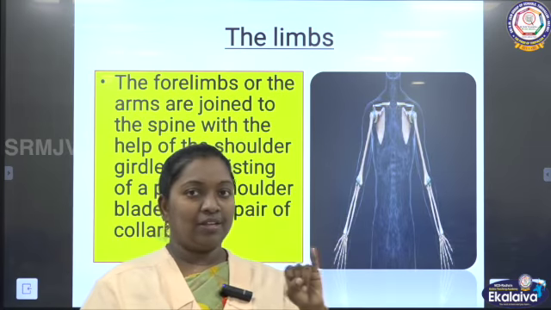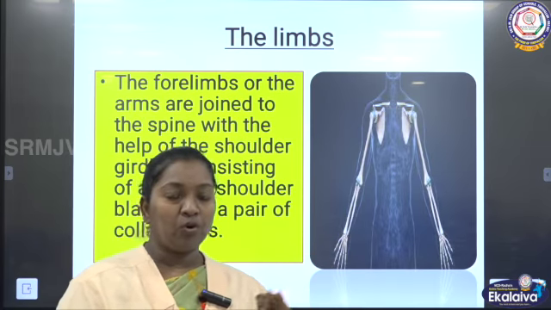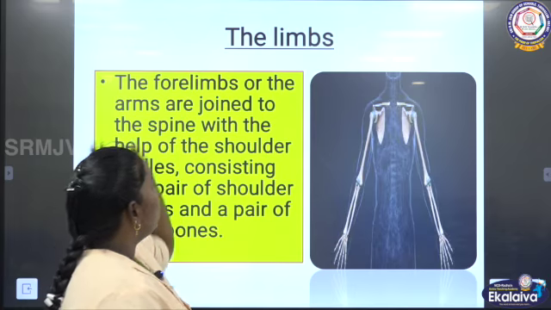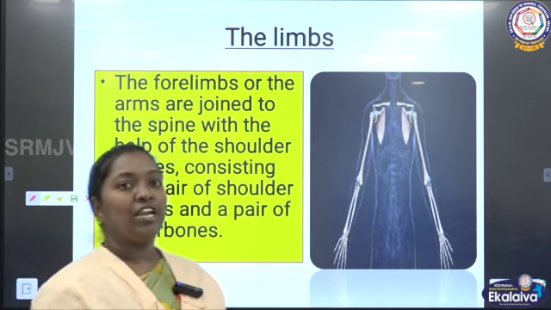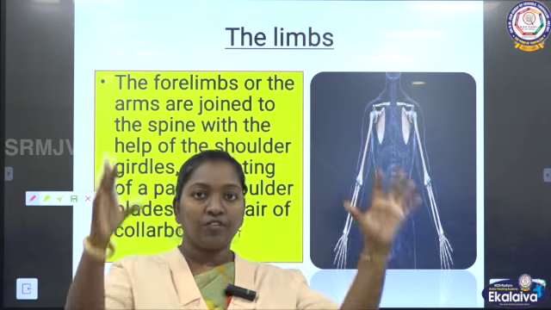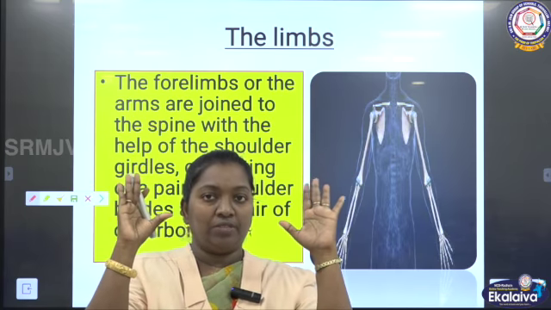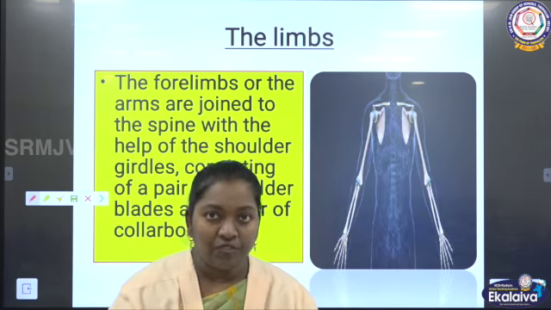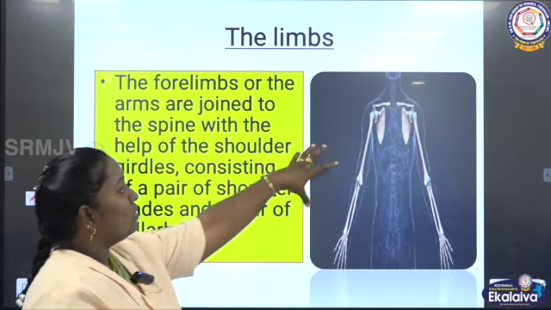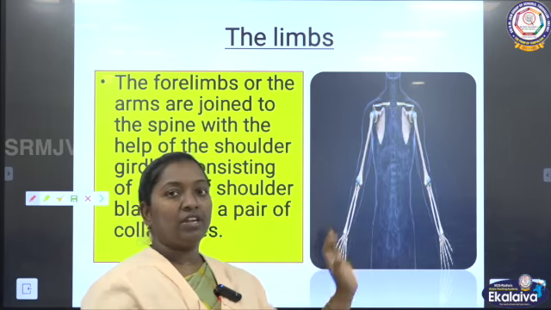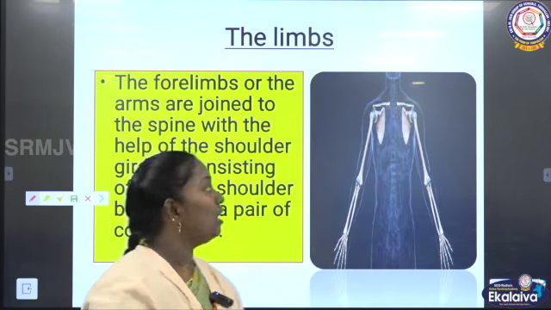Okay, skull. Now we have learned about the backbone and the rib cage. Now we are going to learn the next type of bone, called limbs. We have forelimbs and hind limbs. We can call the forelimbs our arms and hands, and the hind limbs our legs. The bones present in our arm, we call limbs.